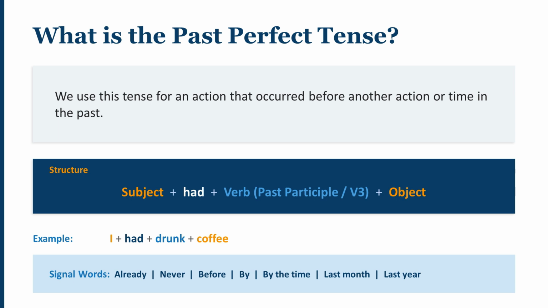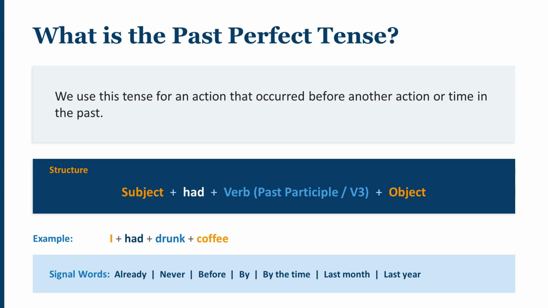The structure is simple. You take the subject, then add had, then add the past participle form of the verb, which is also called V3, and then the object. For example, I had drunk coffee. Here, I is the subject, had is the helping verb, drunk is the past participle of drink, and coffee is the object.